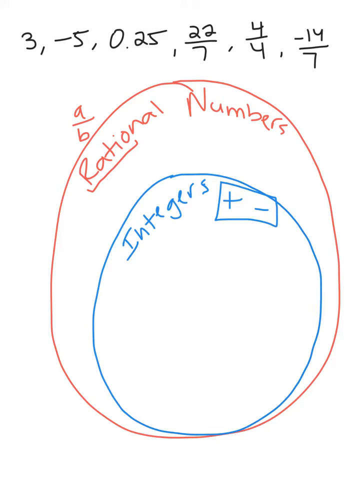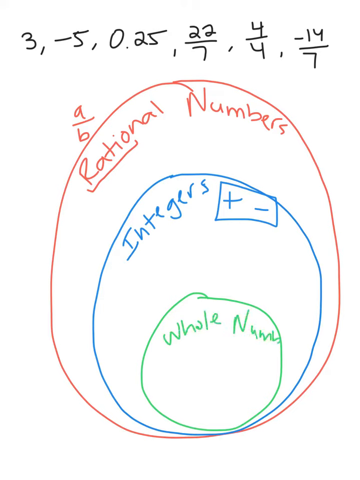Inside of integers is another category that everybody calls whole numbers. You've been working with whole numbers since preschool or kindergarten or whenever you started school in first grade. Whole numbers are all numbers that do not have to be written in this ratio form and that are also only positive. So there are no negative numbers in the whole number category.